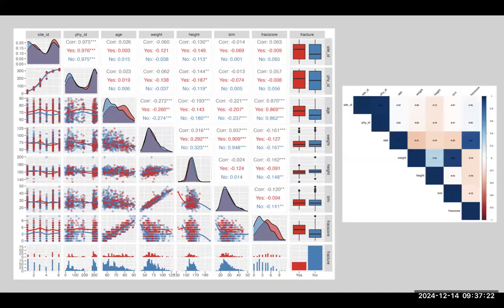This is a correlation matrix that shows the correlation and the relationship, potential multicollinearity, between some of these variables. I'll draw your attention to age and FRAC score. These are highly correlated. And also weight and BMI are highly correlated, which is not surprising, as BMI is made up of weight and height.